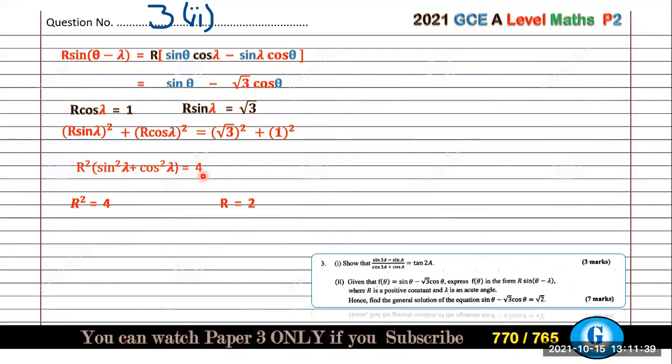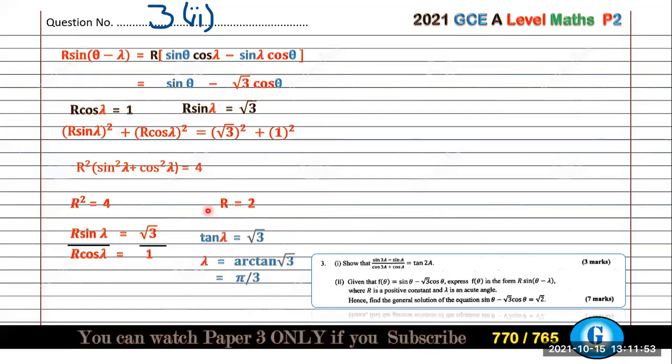We can now look for the acute angle lambda. So r sine lambda divided by r cos lambda, we will have tan lambda equal to root 3. And from here, lambda will be equal to arc tan root 3, and arc tan root 3 is pi on 3. If you use a calculator with the angle in degrees, you have 60 degrees. You can convert to radians, so you have pi on 3, that's the value of lambda. So this f of theta can be expressed as 2 sine theta minus pi on 3.